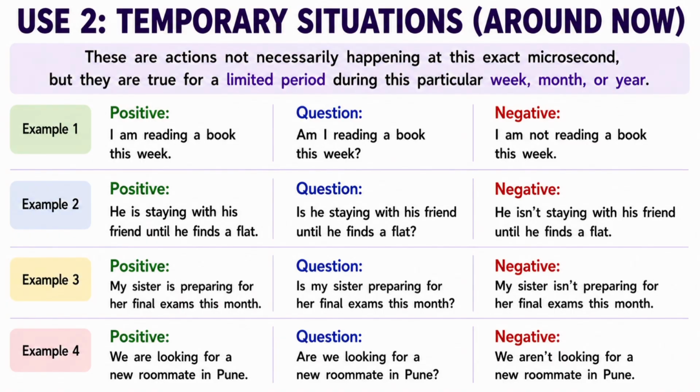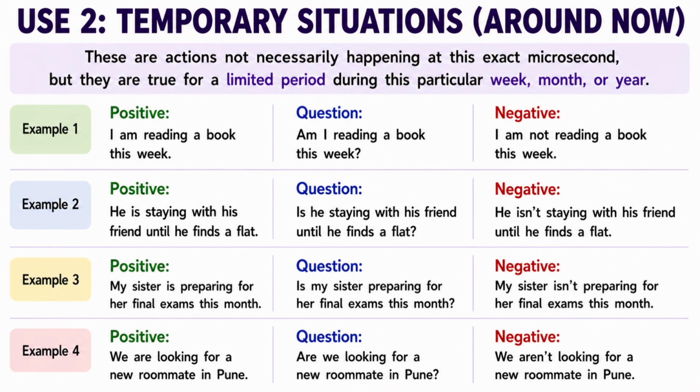Example 1. Positive. I am reading a book this week. Question. Am I reading a book this week? Negative. I am not reading a book this week. Example 2. Positive. He is staying with his friend until he finds a flat. Question. Is he staying with his friend until he finds a flat? Negative. He isn't staying with his friend until he finds a flat.